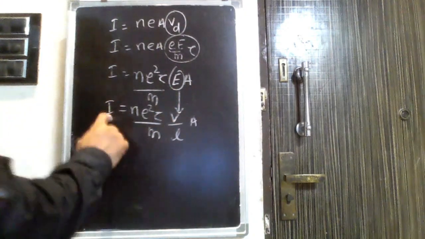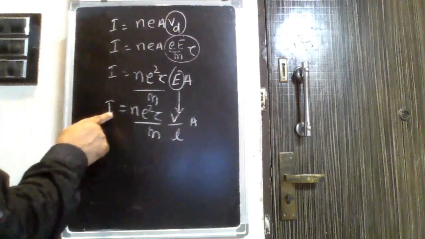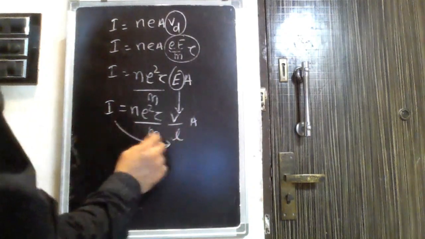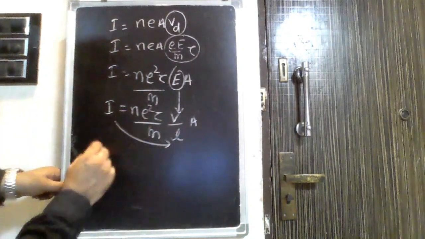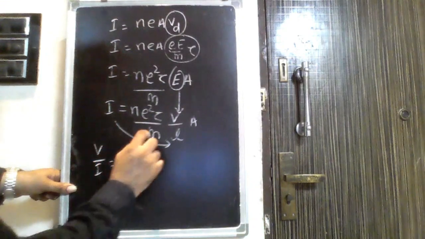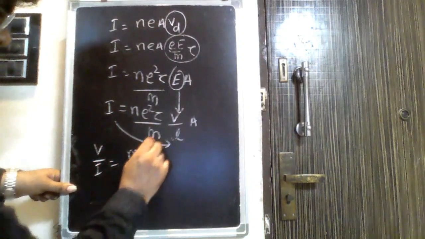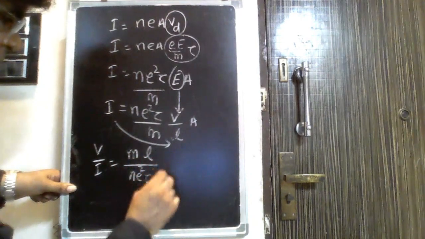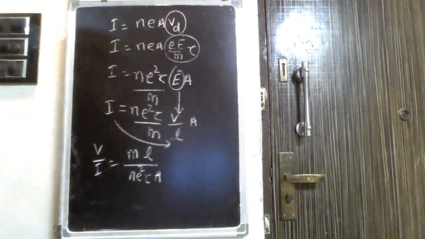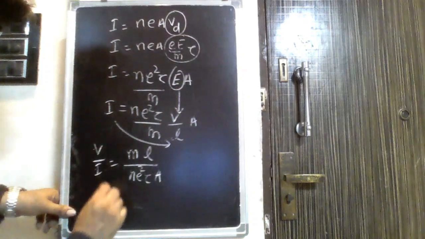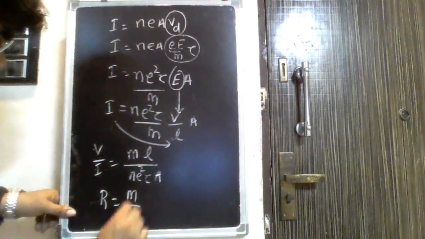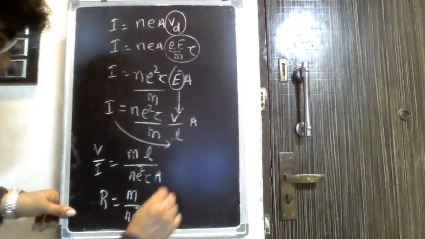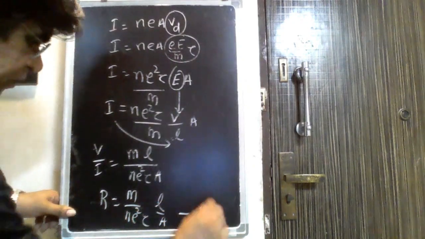So now, V and I, we take V and I to one side, everything else to the other side. That means I comes down, and I get V by I on one side. L goes up, so these things go down: Ne square tau A comes down. So V by I is called R. So I get R equals m by Ne square tau, L by A. So this is my equation number 1.